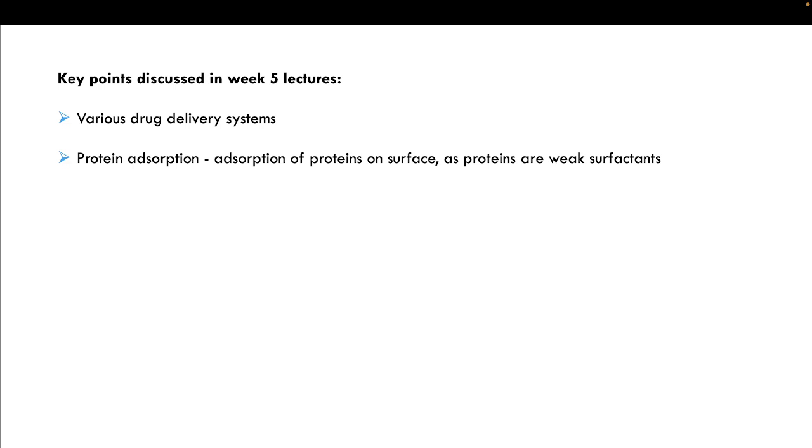So when you do that, it has a surface over it. Let's say an implant has a surface. Once you inject it into the patient's body, there are a lot of proteins in a human body, and since they are weak surfactants, they quickly adsorb over the implant surface. This then drives how the implant is going to stay in the body, whether there is going to be any immunological reaction, and how the implant is going to behave. So that is why protein adsorption becomes a very important topic to know.